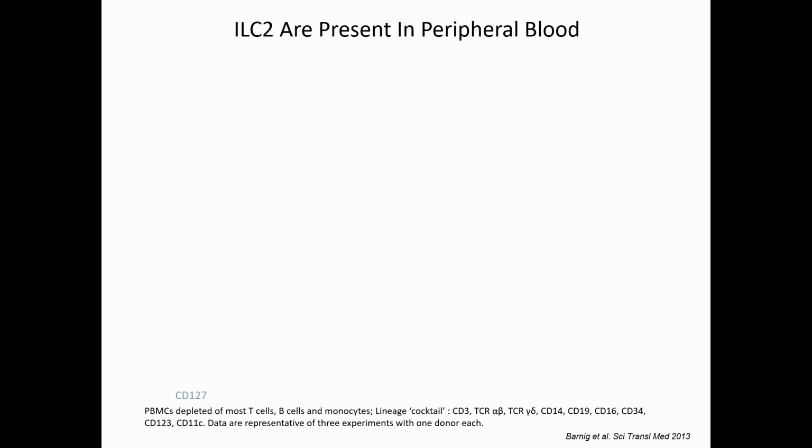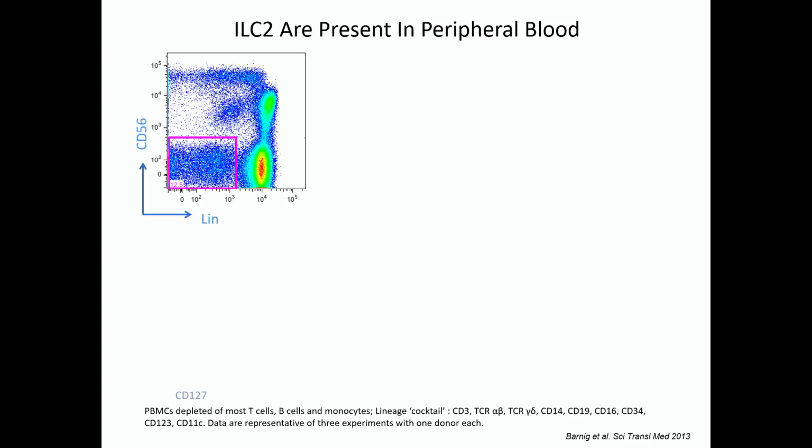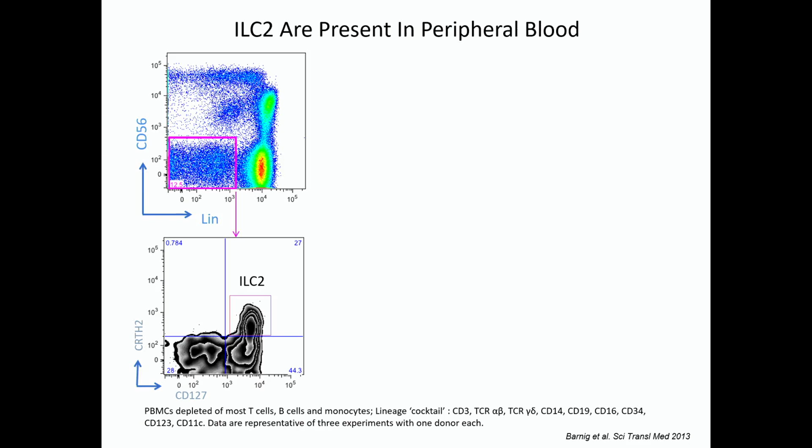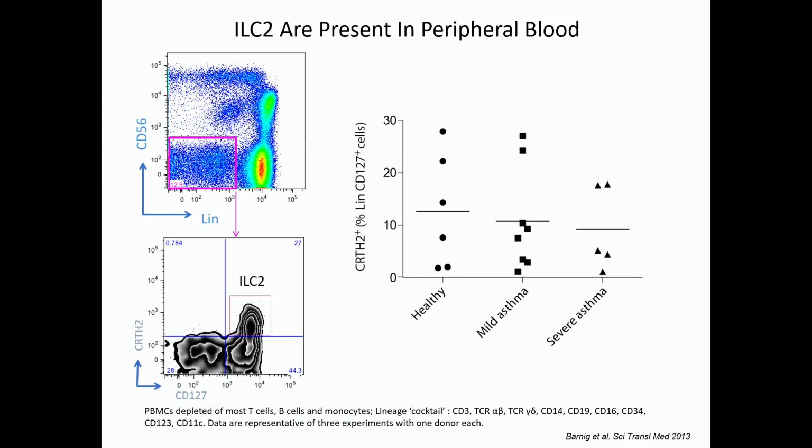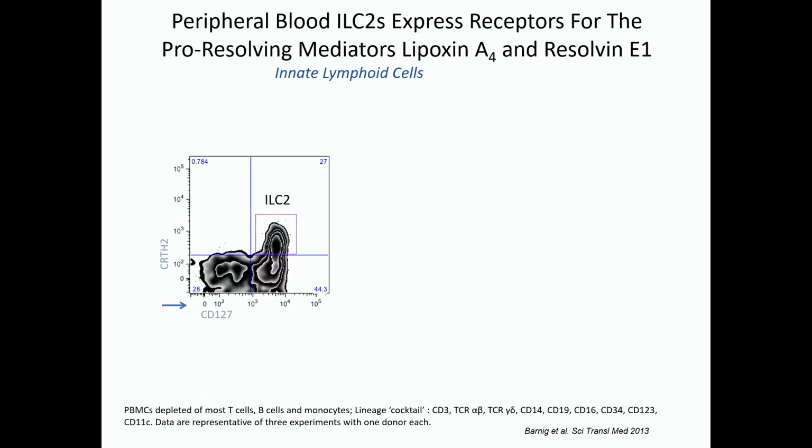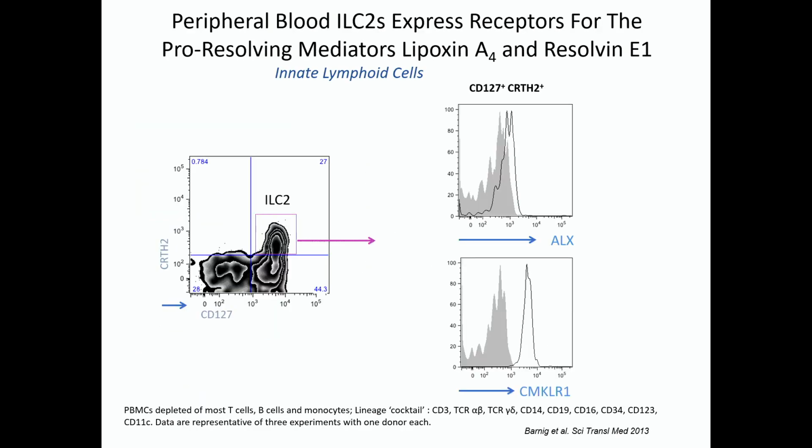Because innate lymphoid cells are another innate lymphocyte that are present in circulating blood, we went and looked for these at the same time we were studying the NK cells, and we found these lineage negative cells in peripheral blood that also express the prostaglandin D2 receptor CRTH2, which were defined as ILC2s. This was the first description of their presence in peripheral blood, and we saw them in healthy, mild asthma, and severe asthmatics. It turns out these cells also express ALX/FPR2 as well as the resolvin E1 receptor.